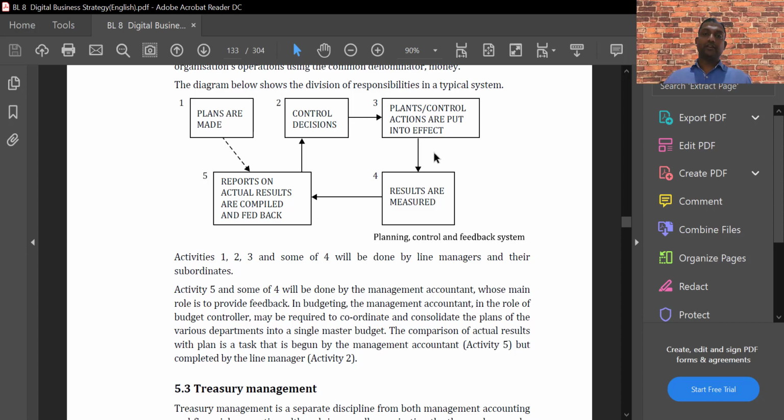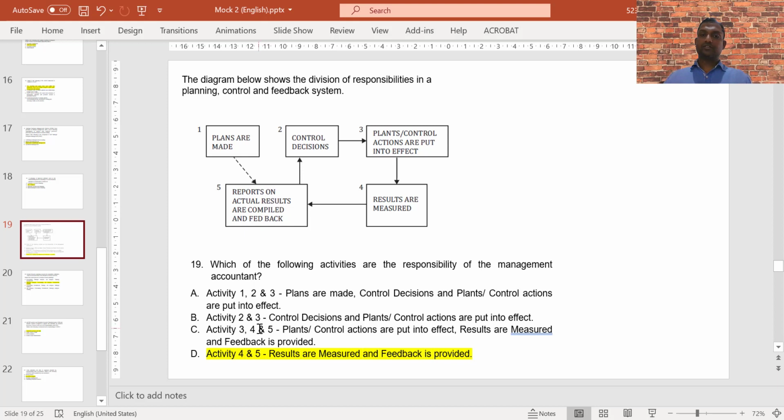So you can see the arrows are given in such a way that based on the activities which are happening. So if you look at the question here, which of the following activities are the responsibility of the management accountant? So the same diagram is given to you. So activity 4 and 5, the results are measured and feedback provided, is the responsibility of the accountant, and activity 1, 2, 3 and even a little bit of the activity 4 is done by the line managers themselves.